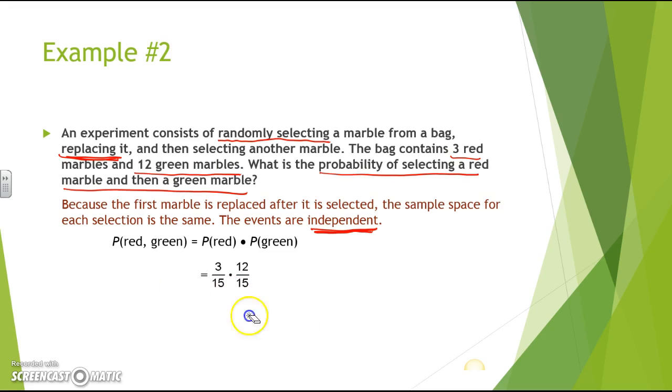Then I can simplify these fractions down if they can be simplified, which they can, to be 1/5 times 4/5, and then you just multiply across. 1 times 4 is 4, 5 times 5 is 25. So the probability of selecting a red marble and then a green marble is going to be 4/25, and that would be my final answer.